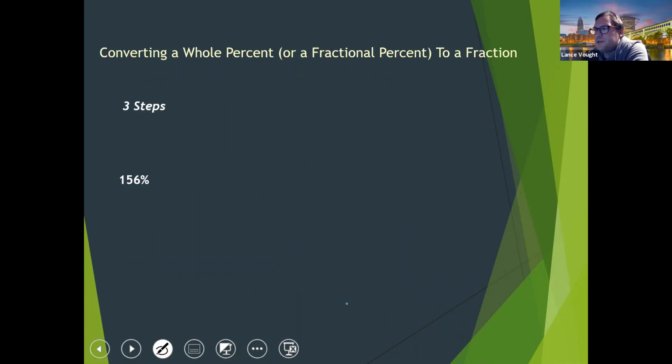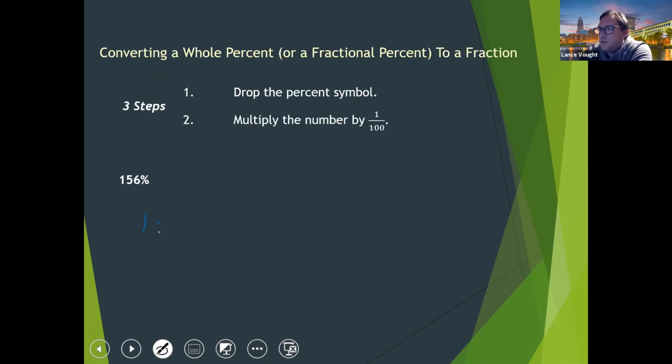If we want to convert a whole percentage or a fractional percent to a fraction, so if we have 156% and we want to convert this to a fraction, we're going to take 156, take off the percent sign, and then divide by 100. So we're left with 156 over 100. If we want to simplify this down, we can divide by 2. Well, I think we could divide by 4, but we'll start with 2. So 156 divided by 2 is 78 over 50. Divide by 2 again, you get 39 over 25. I don't think that's divisible anymore. So that would be an improper fraction. If you want to convert this to a mixed number, then you would subtract 25 and be left with 1 and 14 over 25.